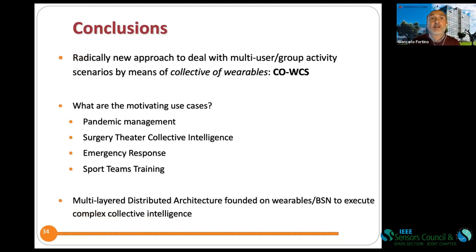The new requirements for community-oriented body sensor networks allowed us to push for a radically new approach that we called, again, community-oriented wearable computing systems with many different motivating use cases. First of all, the pandemic management use case, but also the surgery theater collective intelligence use case on which we have already published several papers. So if you are interested, please contact me so that I can give you pointers in this direction.